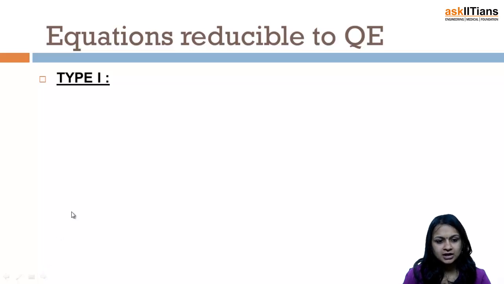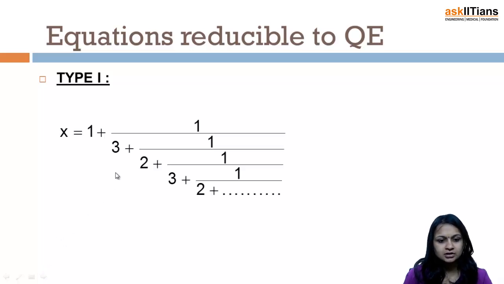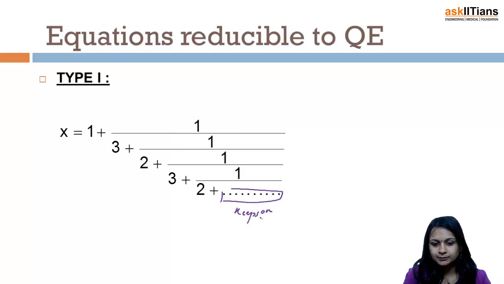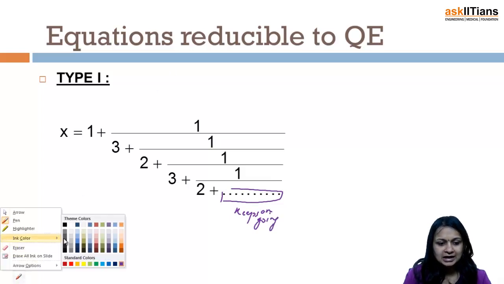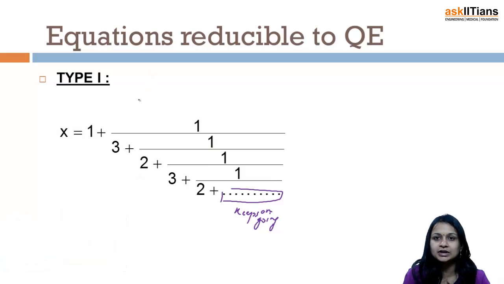So let's see what kind of equations we have in this category. Here you can see that the first identification is that this keeps on going. You will find that these kind of equations are not looking like quadratic equations. If I look at them at first instance, you will say that it is not a quadratic equation. Definitely it is not, but when we try to analyze it and convert it, it can be reduced to a quadratic equation.